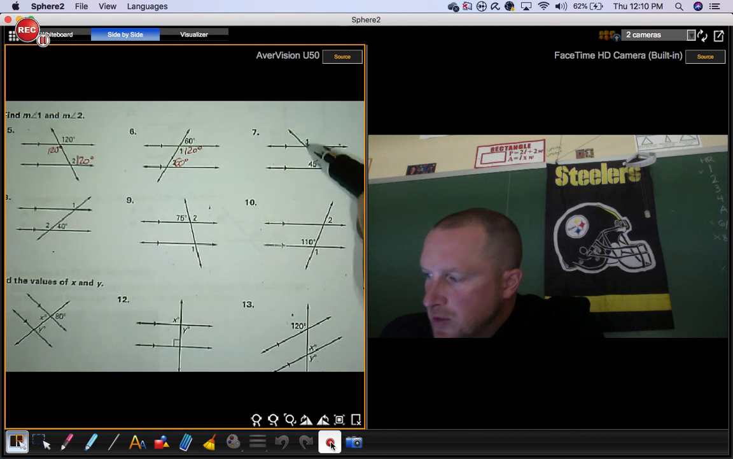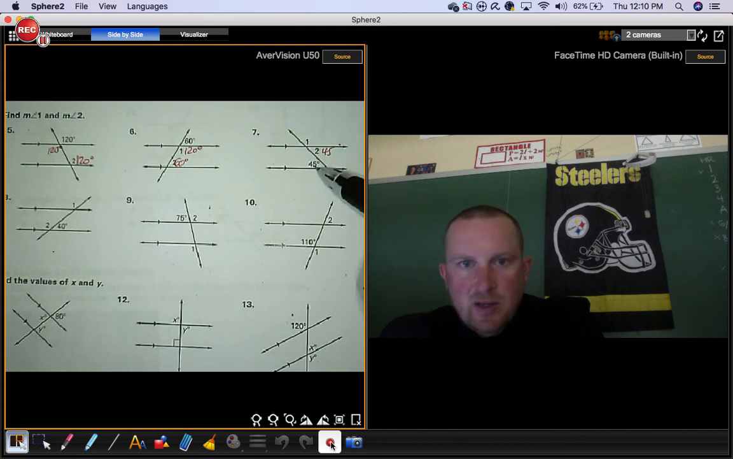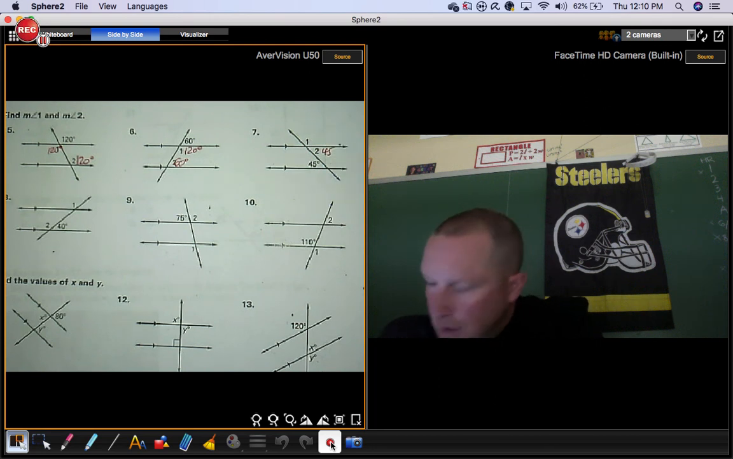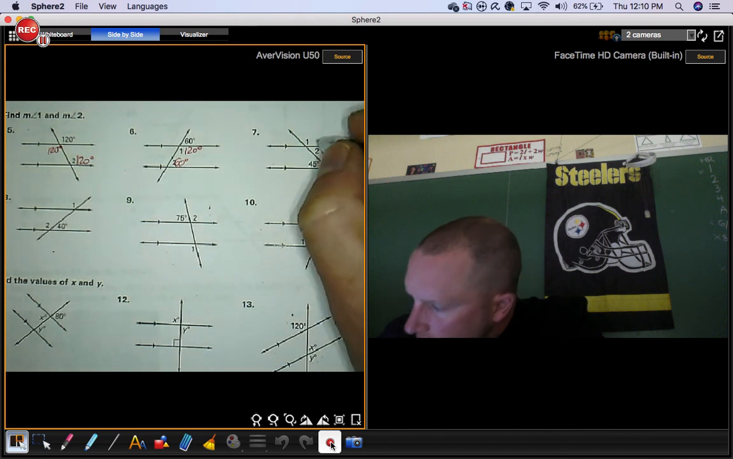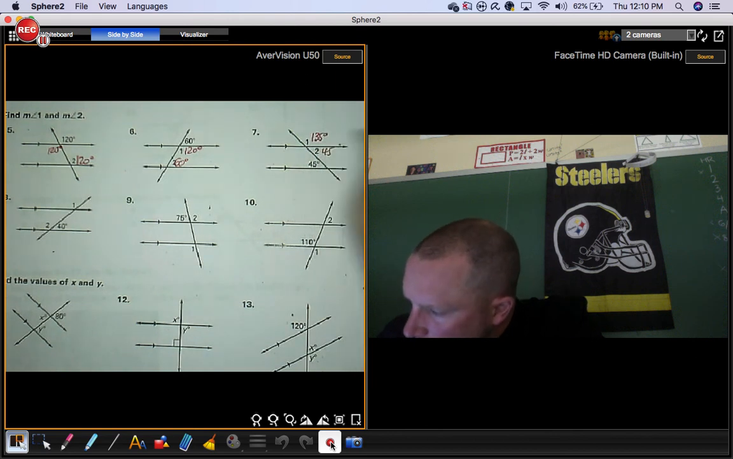Now, these angles don't have a relationship that we study, but angles 1 and 2 do. That's a linear pair. We did that last chapter. Angles 1 and 2 add up to 180. So this angle here is 135 degrees.